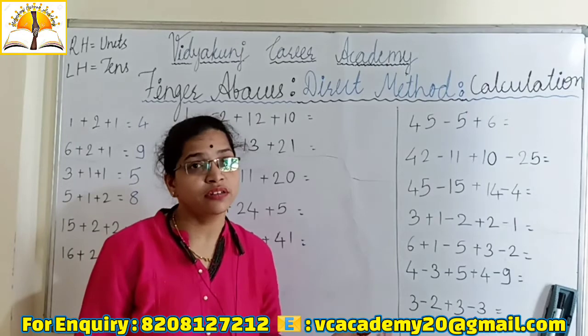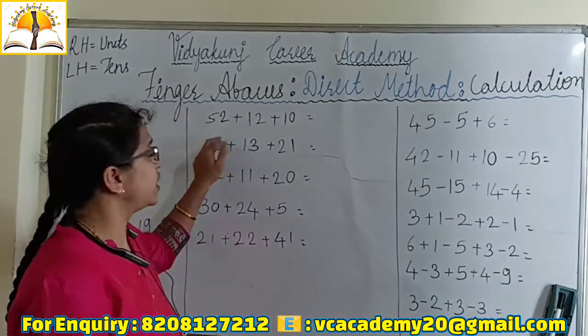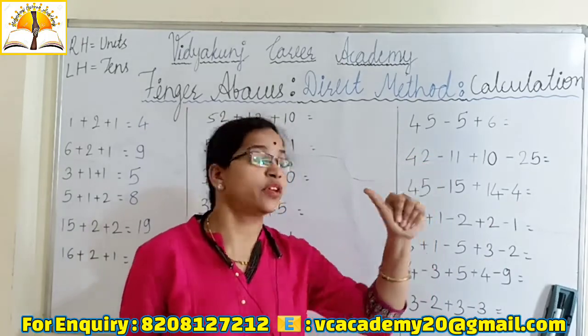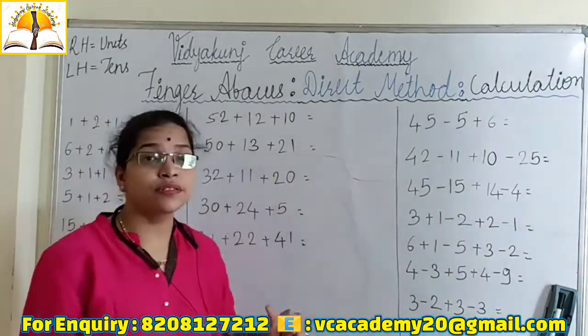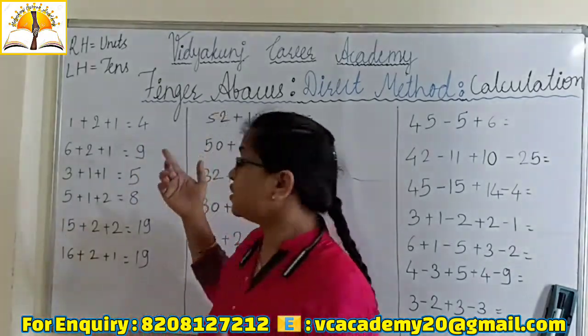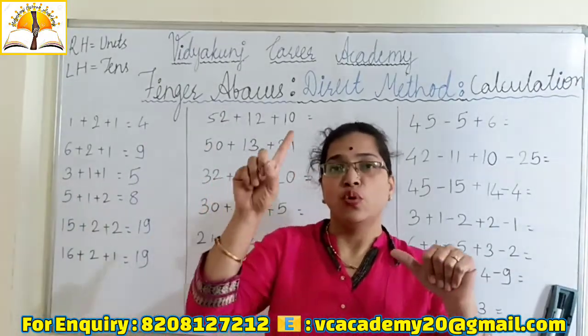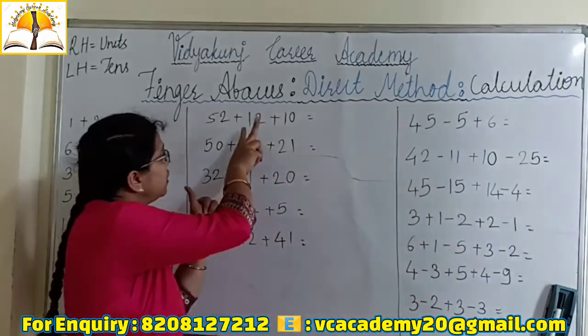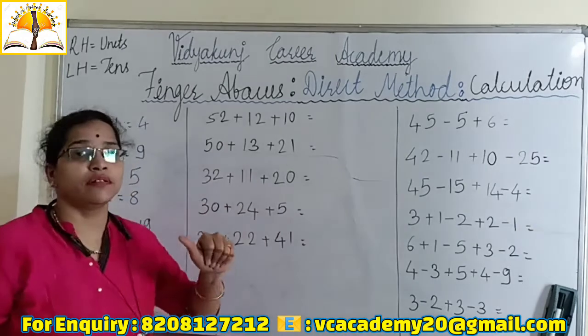50 on the left hand and 2 on the right hand. See here, left hand thumb means 50. Here 2 means ones place number 2. Then we have to take the right hand. Yes or no? 1, 2. 52. Yes. The next number is 12.